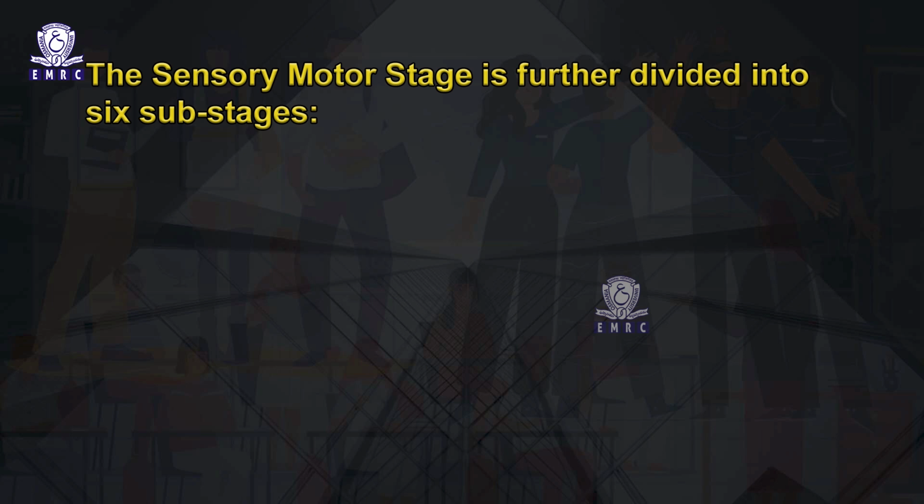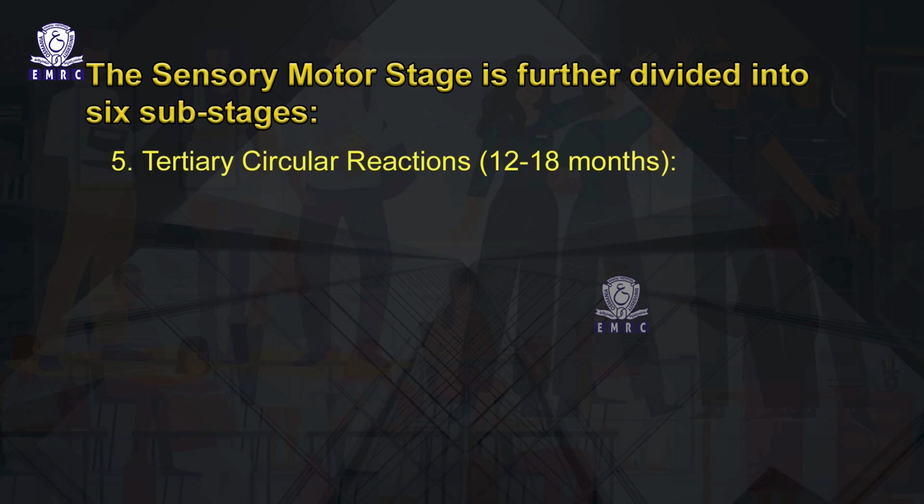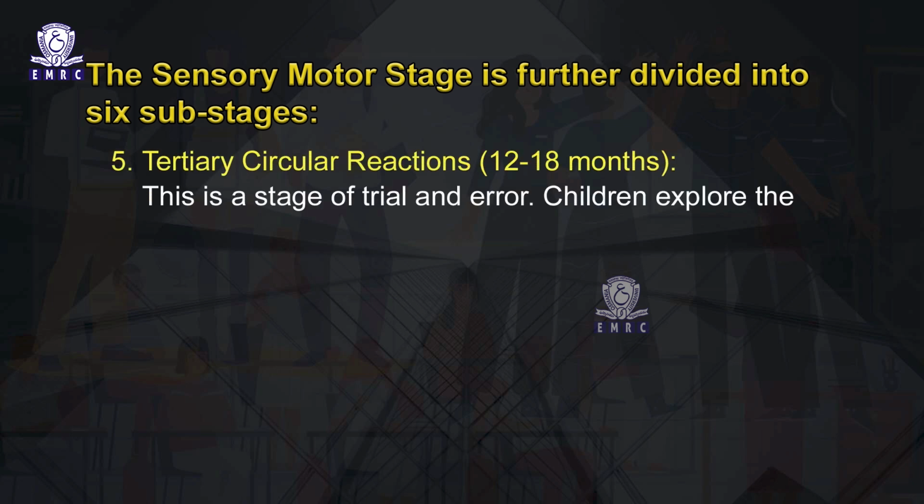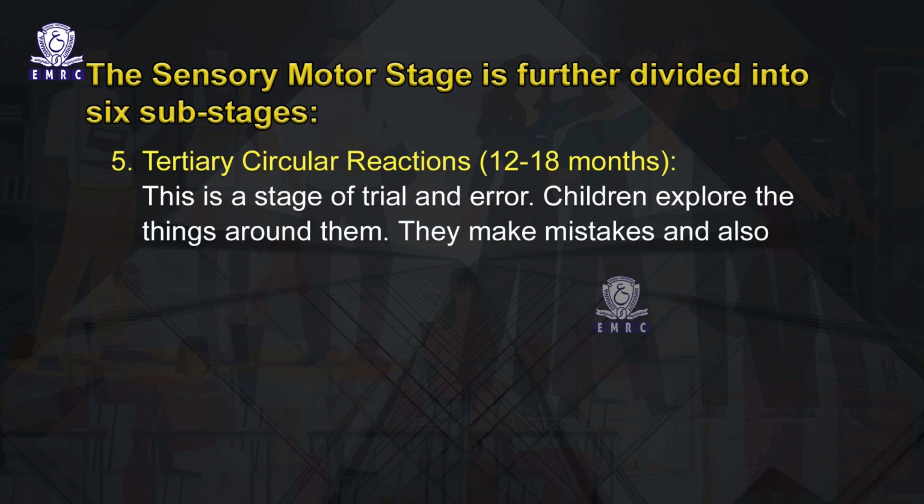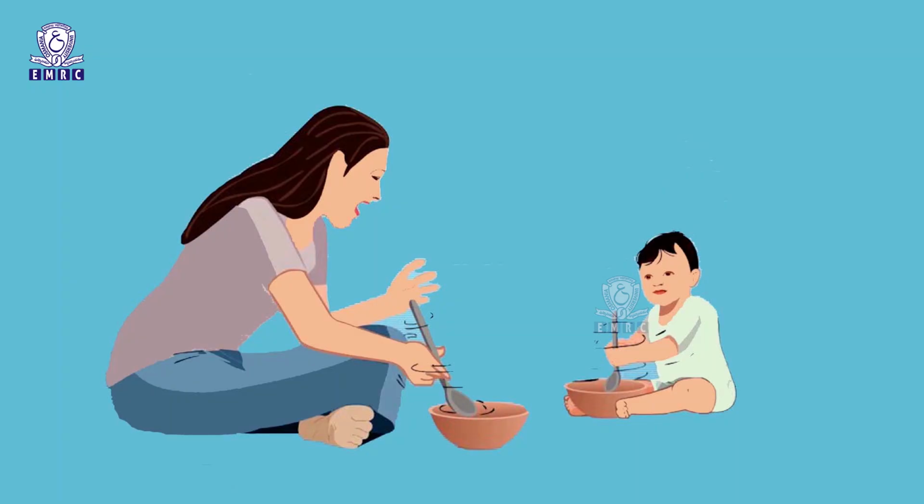Then comes the fifth stage, which is tertiary circular reactions, which is 12 months to 18 months. This is a stage of trial and error. Children explore the things around them. They make mistakes and also tend to repeat these mistakes. This stage is very important as children learn to be confident in this particular stage. They repeat many actions because they want attention from their caregiver.